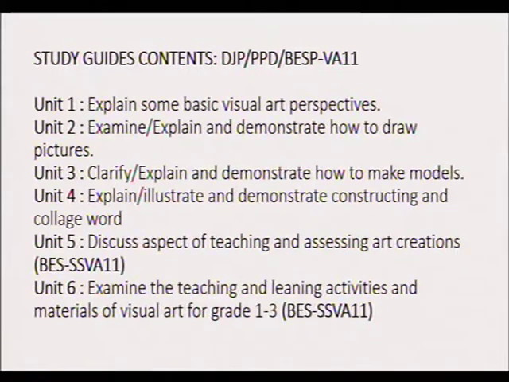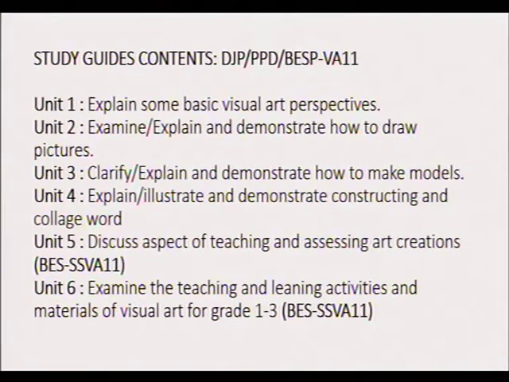Unit 5, discuss the aspects of teaching and assessing art creations. Teaching is teaching. Assessing is when you are testing students on how they did, if they have learned something at all about what we have taught them. And that is now in relation with art creations. That unit is only appearing in the BES book, together with Unit 6, which is about examining the teaching and the learning activities and materials.